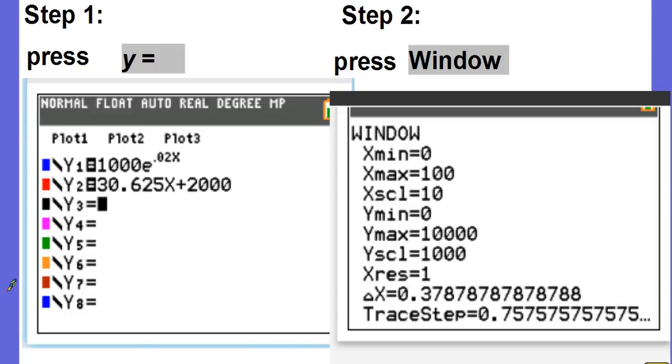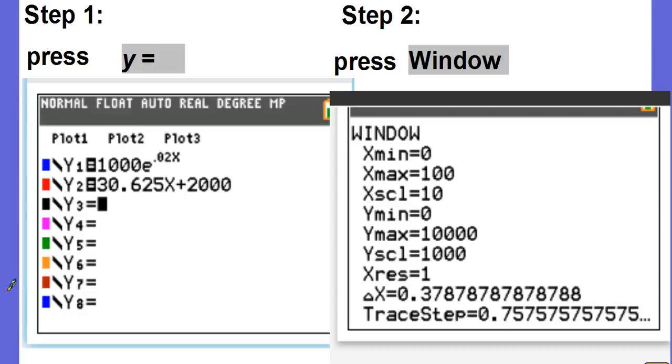Your y minimum is going to be 0. That's base population, no population. Your y maximum is going to be 10,000. Be careful, that's 4 zeros, type them in. And you'll do your scale at 1,000. So it is going to graph 1,000, 2,000, 3,000, 4,000. When you're done, you can just tap graph and take a look at your graph. It should look very similar to the one I put up on the board earlier.